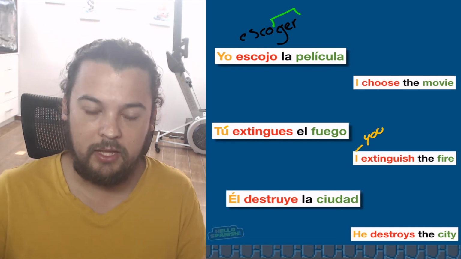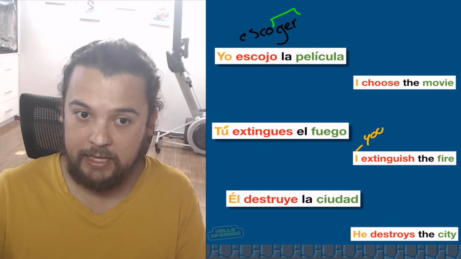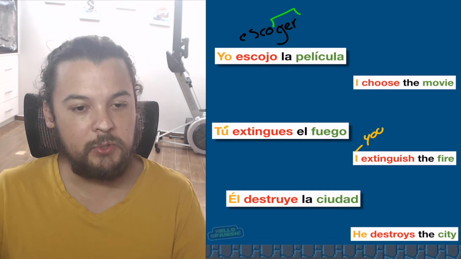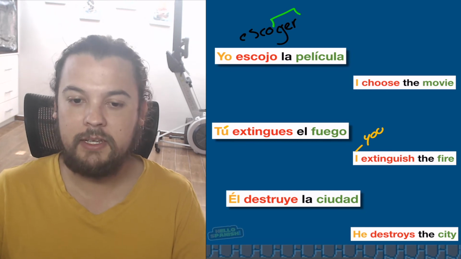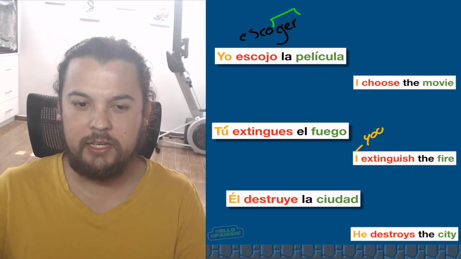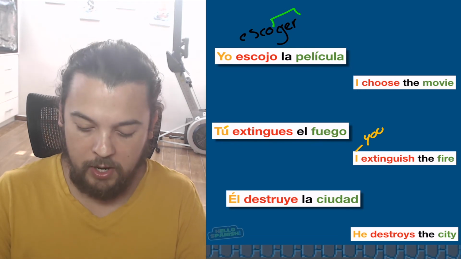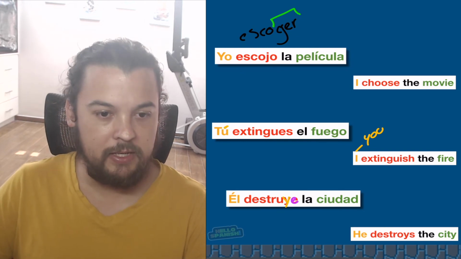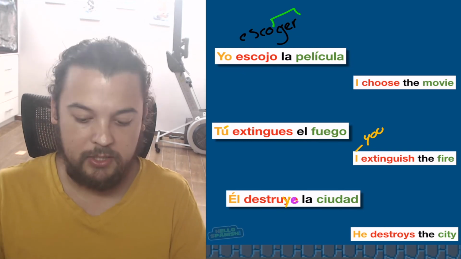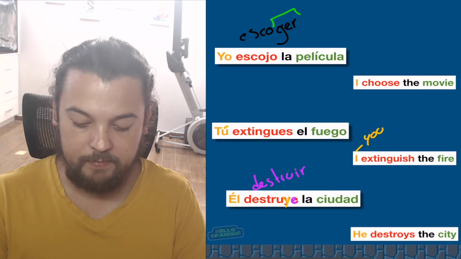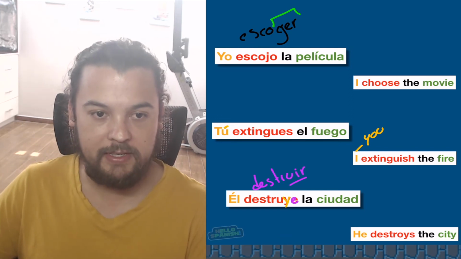Keep in mind that one is tú extingues el fuego. And the last one is él destruye la ciudad. He destroys the city. Here you have a Y and the ending is the E for the he form. So él destruye la ciudad. The verb originally would be destruir, so you have UIR in this case.